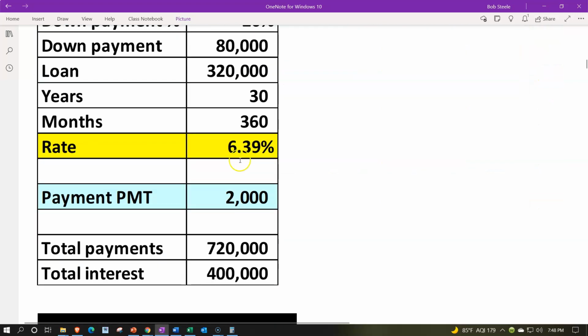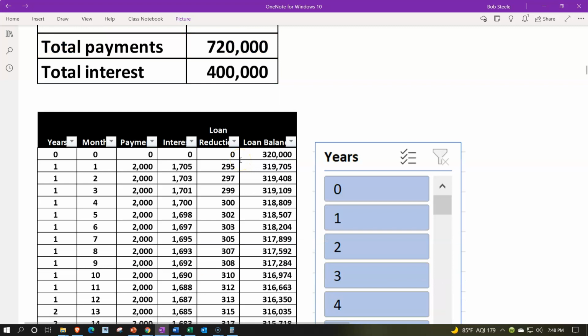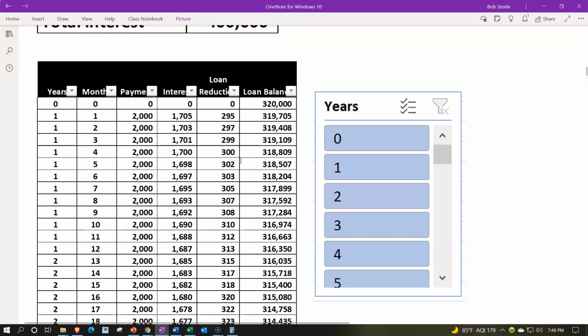So the next thing we could take a look at is the creation of the amortization table. We won't go into the creation in detail, but we would do the same kind of steps in order to pick up the amortization table. We can make it into a table, and use the filters or the slicer to break this out on a year-by-year basis.